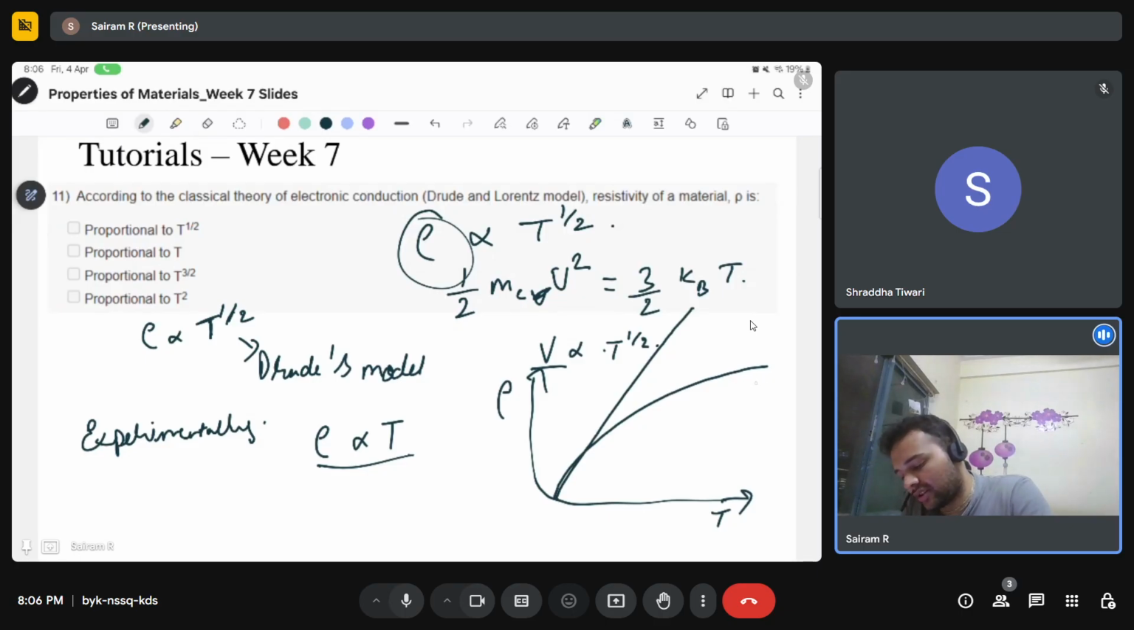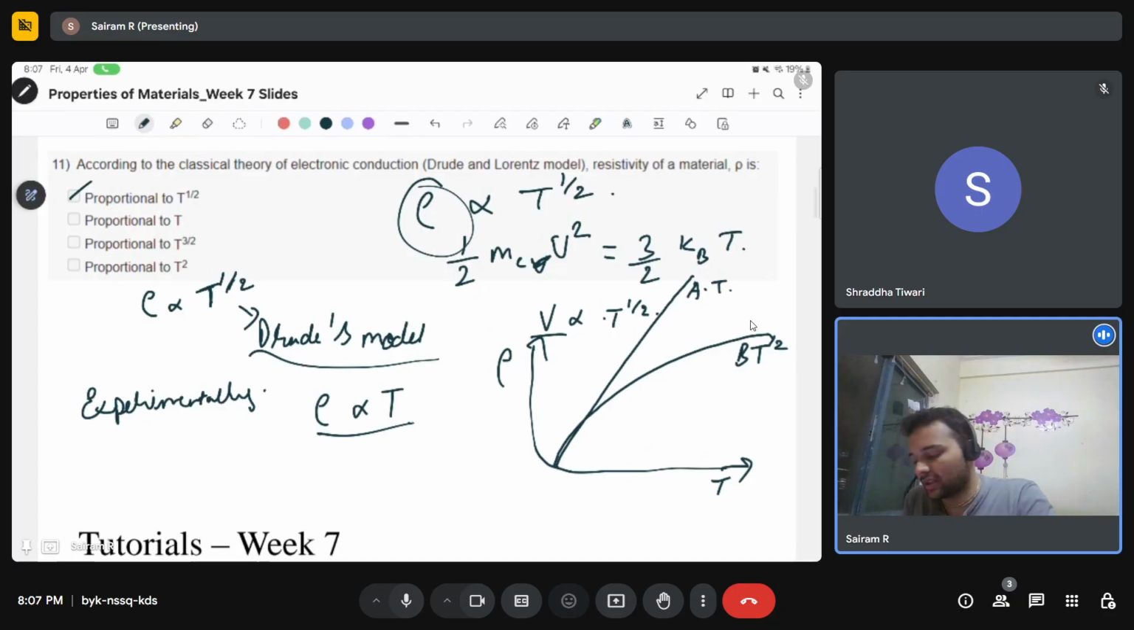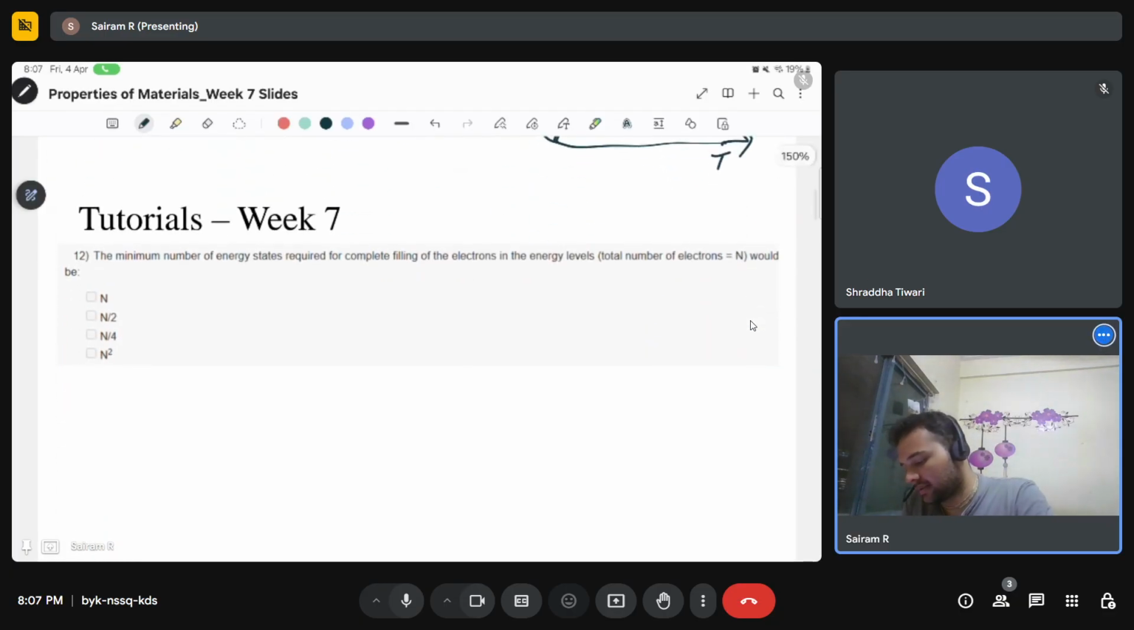This has some b T power half, and this is some q a into T resistivity, right? Okay, so the answer is proportional to T power half. Yeah, so this was one of the inconsistencies of the Drude's model, which made us question the value.